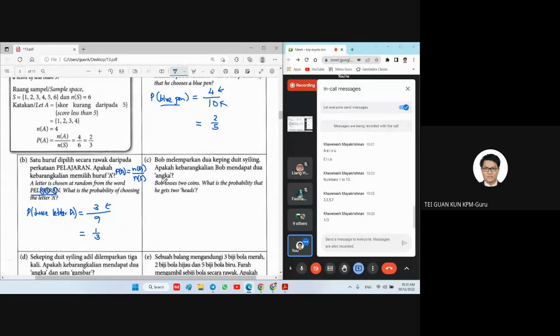C. Bob tosses 2 coins. What is the probability that he gets 2 heads? Yang ni awak kena buat tree diagrams. Okay, tree diagrams. Kena buat macam ni.